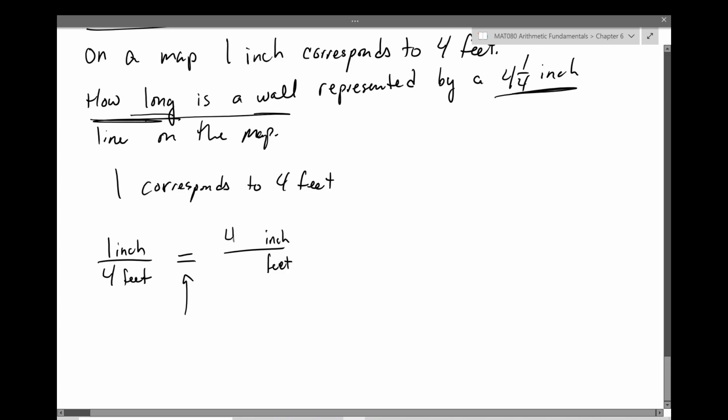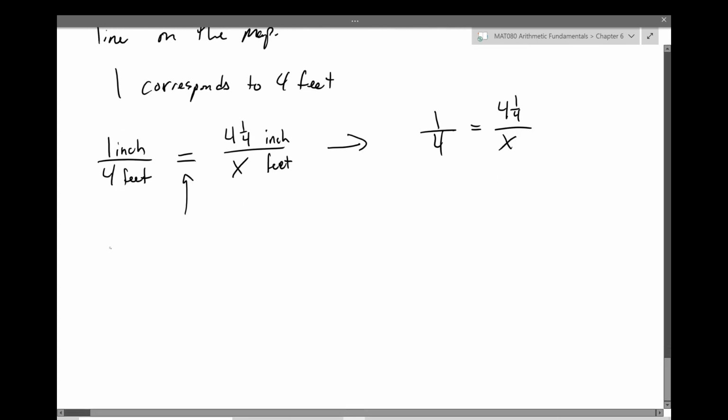So I'm going to put 4 1/4 up here. What I don't know is how long is that wall, how many feet is that wall, okay? So an easier way to look at this is just 1 over 4 equals 4 1/4 over x, okay? And before I even cross multiply, I'm going to convert this 4 1/4 to an improper fraction. So 4 times 4 plus 1, well, that equals 17. So it's going to be 17 over 4. Okay? So I get 17 over 4 all over x.